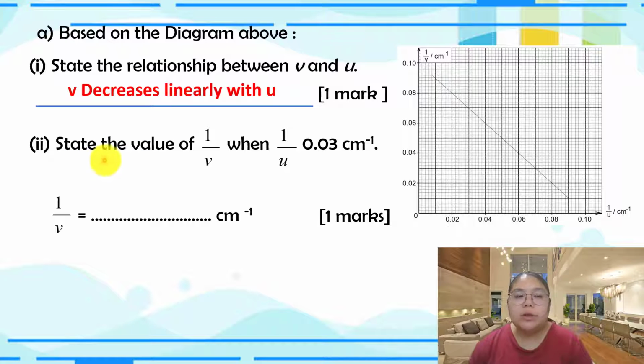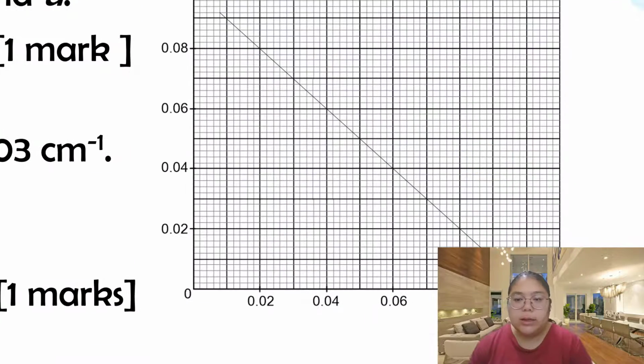Okay, the next one, you need to state the value of 1 over v when 1 over u is 0.03. So from here, I will show in the graph. Important, for this question you need to show how you get the reading for 1 over v when 1 over u is 0.03. Okay, let me zoom. This part is 0.03. So you need to draw the line until you stop at the graph, then you go horizontally, then you read the reading from here. So this is how to score the marks.